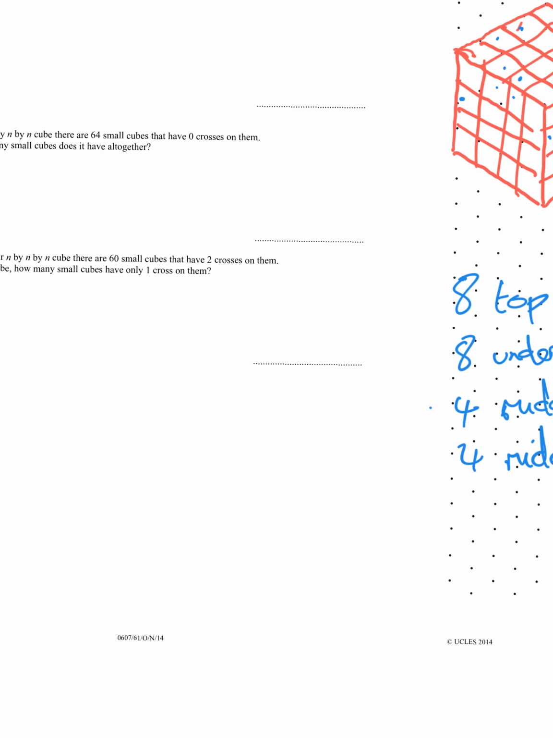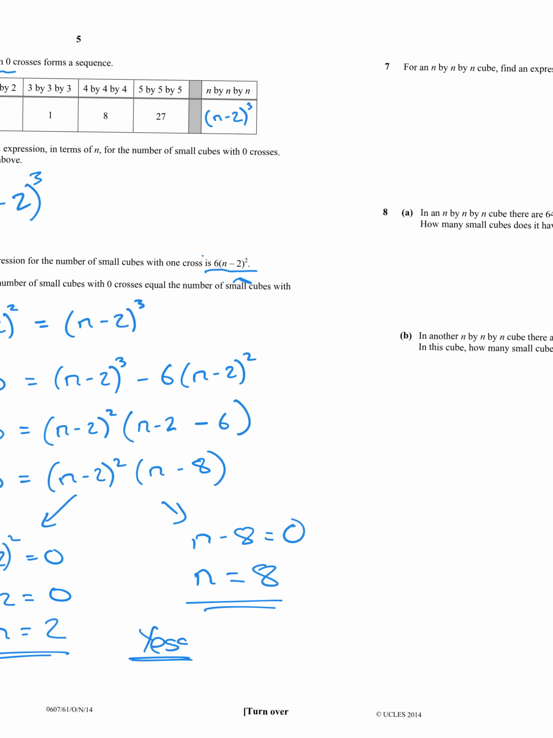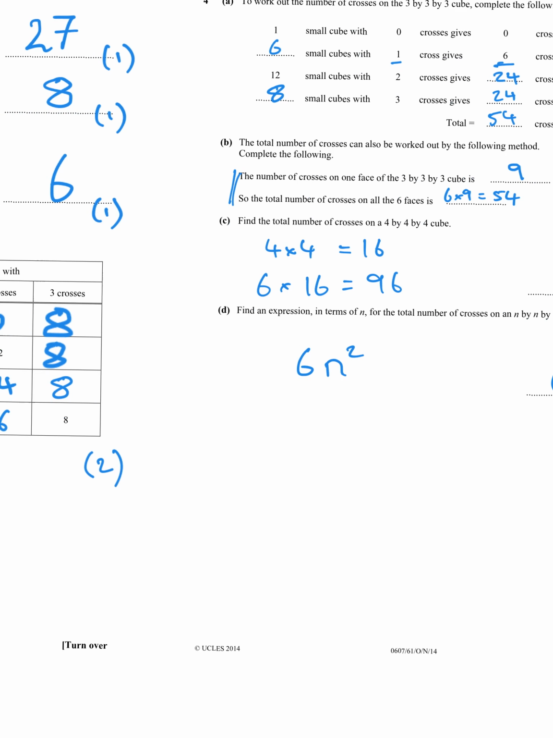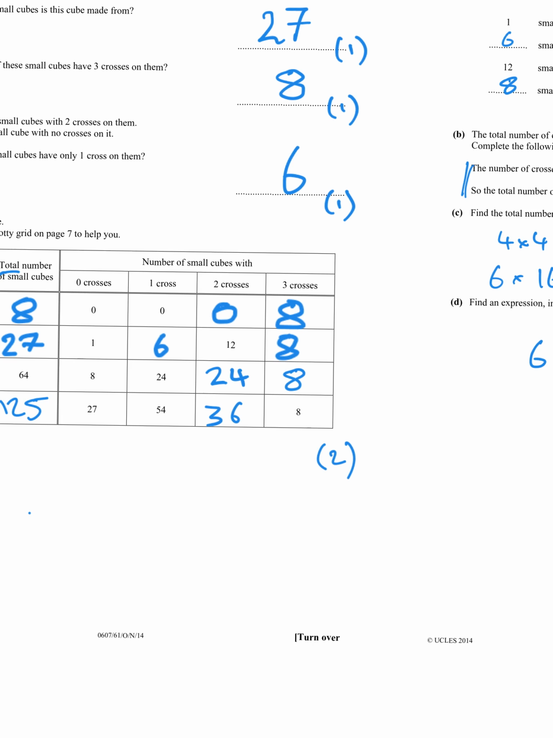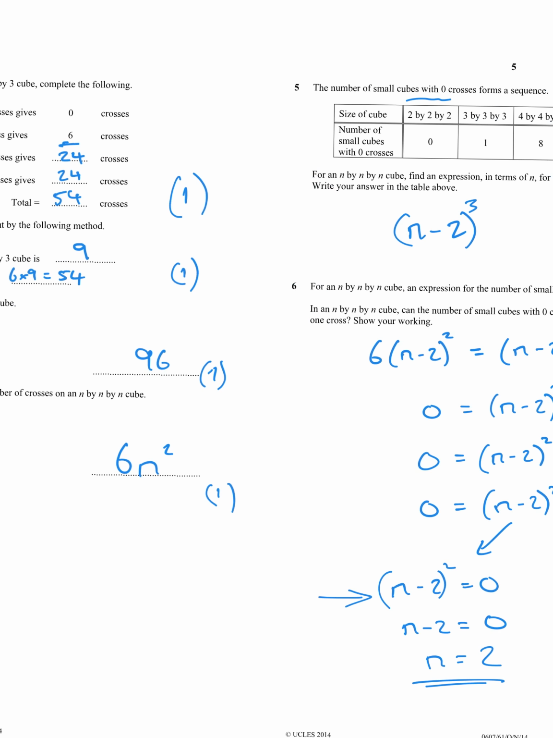Now we're there. God, we're close to the end now. Absolutely flying through. So for an n by n by n cube, find an expression in terms of n for the number of small cubes with 2 crosses. Okay, so we're going to have to look at the data that we've got here. So I'm looking for ones with 2 crosses. Let's go back to my table. So I'm interested in these: 0, 12, 24, and 36. I'm going to write it out now.